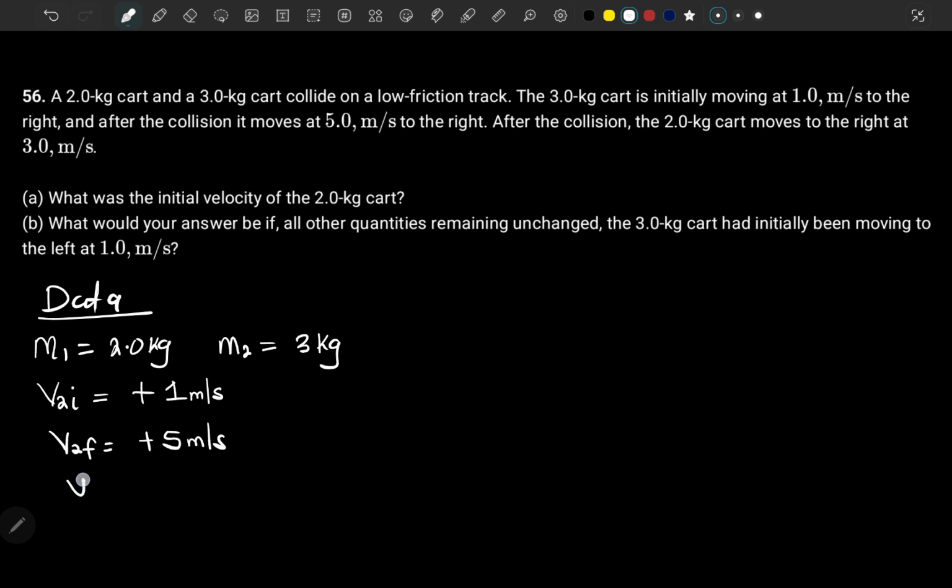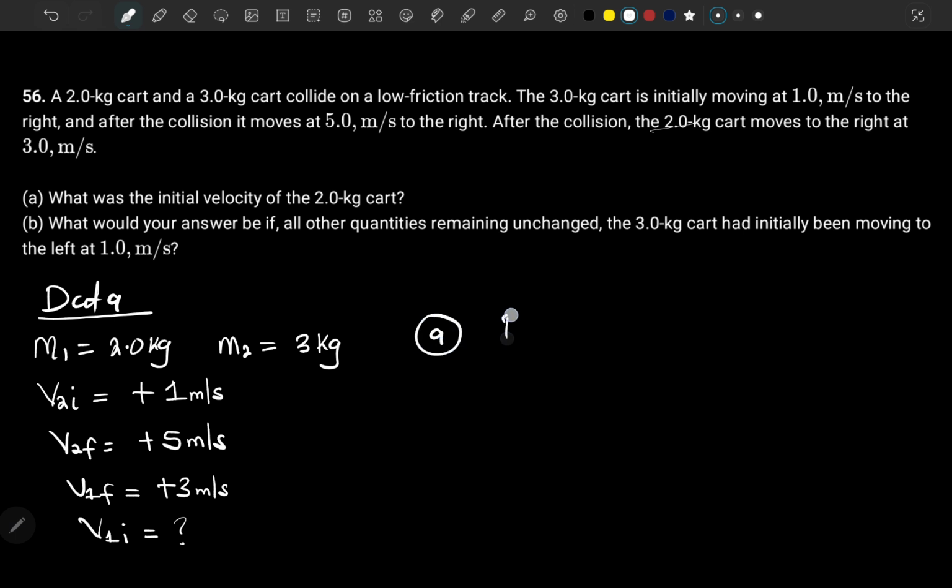Next, we have V1 final, because we don't have V1 initial. V1 final is this one, which is moving at 3 meters per second to the right as well. We can take the right side as the positive. So what we're looking for is V1 initial. That one we don't know. That's where part A comes in.